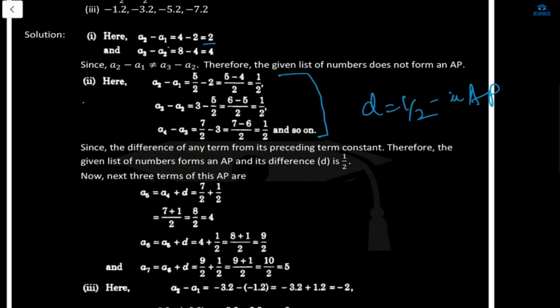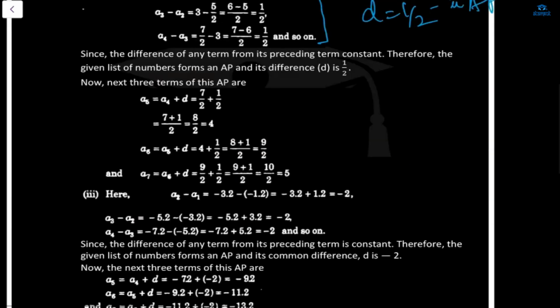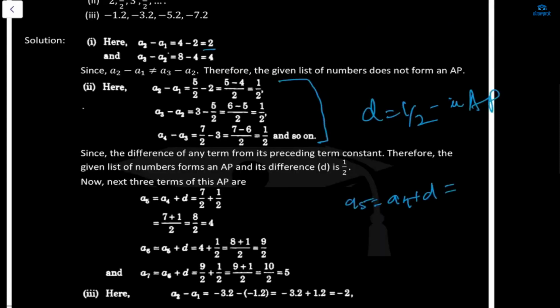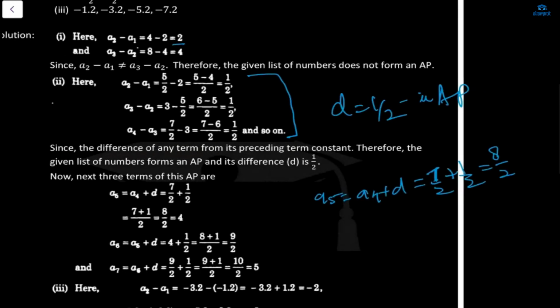We already have 4 terms, so the fifth term we need to find out. A5 will be equal to A4 plus D. What is D? The common difference is half, and A4 is 7 by 2. So 7 by 2 plus half will give you 8 by 2, which is 4.